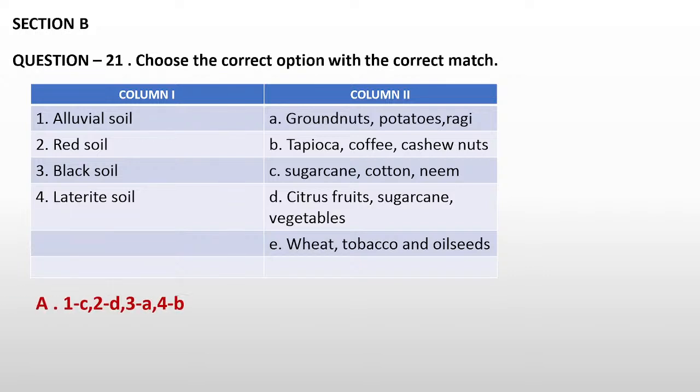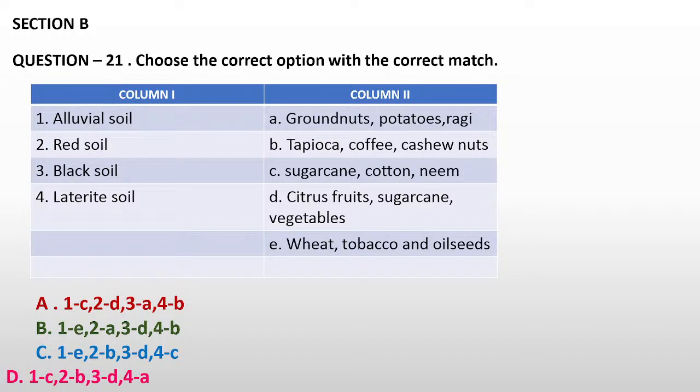And the options given are A. 1C, 2D, 3A, 4B. B. 1E, 2A, 3D, 4B. C. 1E, 2B, 3D, 4C. D. 1C, 2B, 3D, 4A. Think over and answer me for question number 21.